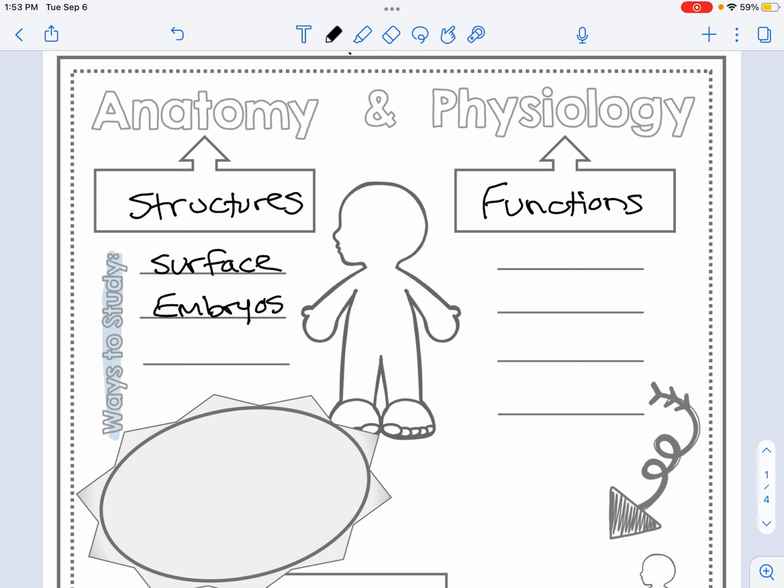And we can also watch developmental. So yes, in embryos until they're born, but then also we can watch how people change over time and compare the anatomy of like a child versus an adult.